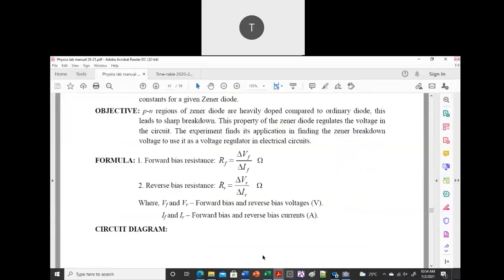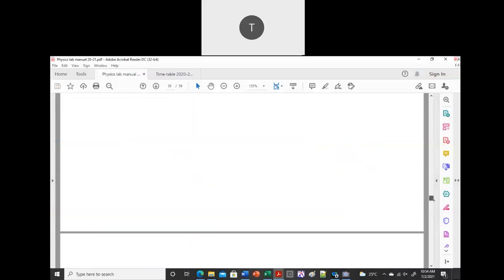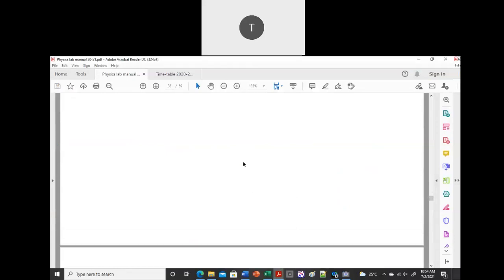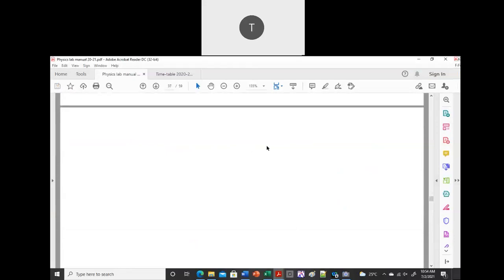But here, as it is said, you have to do for two biases. One is your forward bias, and the other one is for reverse bias. In the previous one, we didn't add any different bias, but here we have to do for reverse and also for forward bias.